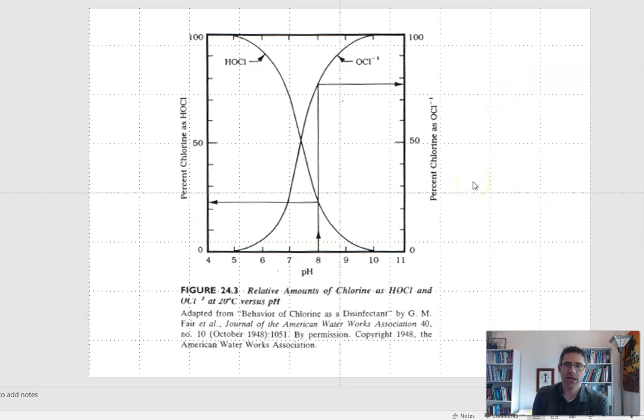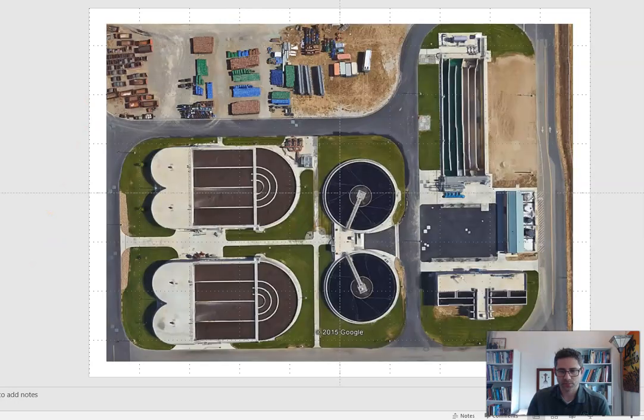This is just a fraction versus pH diagram that shows, after you get past 7.5 pH, the OCl minus dominates up here, whereas below that pH, the HOCl is going to be a much higher fraction. So this gives you an idea of the pH range and what's going on for effective chlorination.